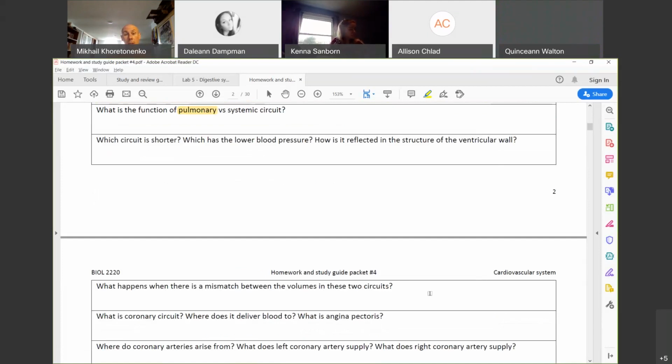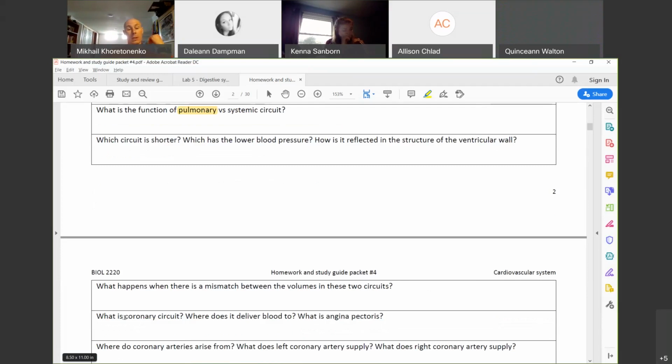leads to congestion, congestive heart disease. We're going to go back to it when we talk about congestive heart disease, but basically then you have more blood in one of the circuits, increased pressure in one of the circuits, and associated problems.